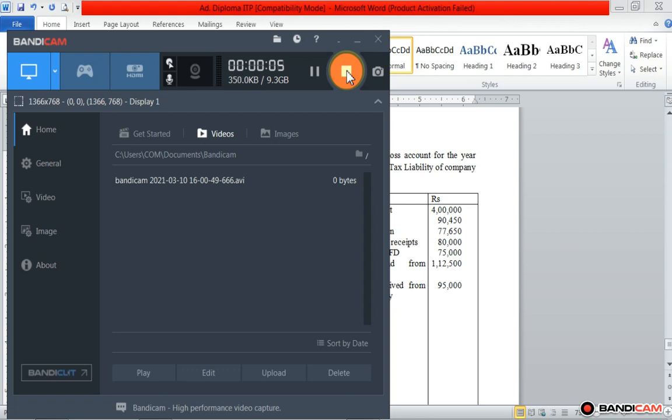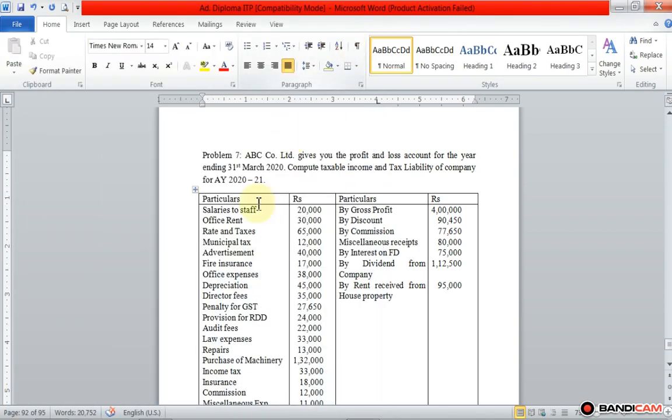Hello students, in our last lecture we solved a practical problem on computation of total taxable income. That was practical problem number 6, which we solved in our previous lecture. In this lecture we are going to solve practical problem number 7 on computation of taxable income of a company.